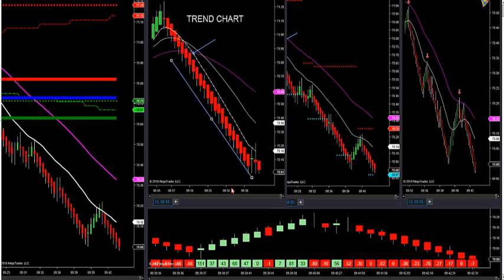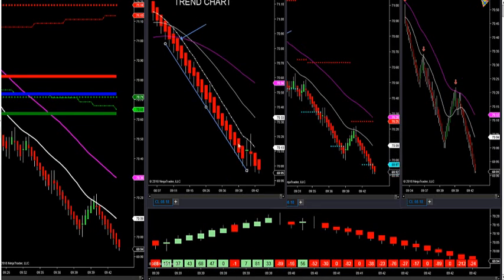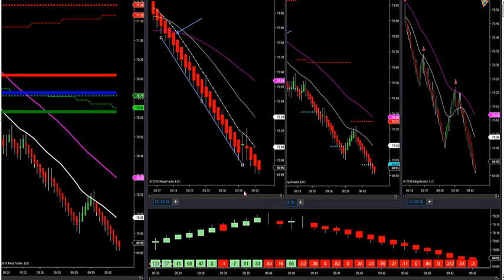We are not in a move up. We are in a move down. So that's my trend chart. It's telling us that we are in a position to go lower. So that sets us up for the trade setup right there.